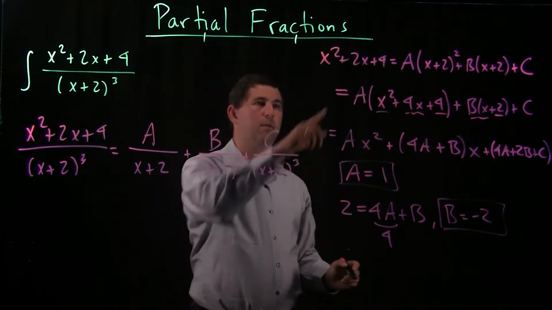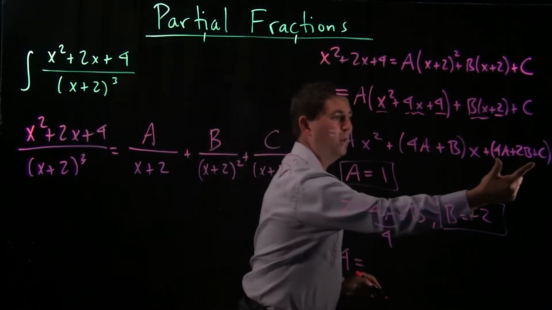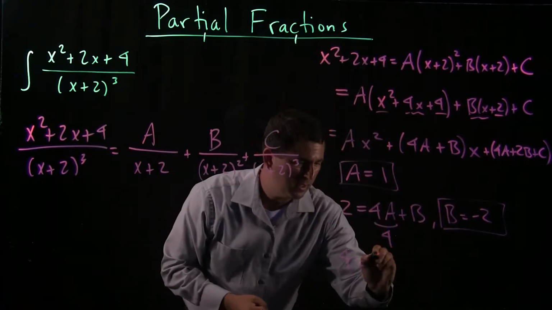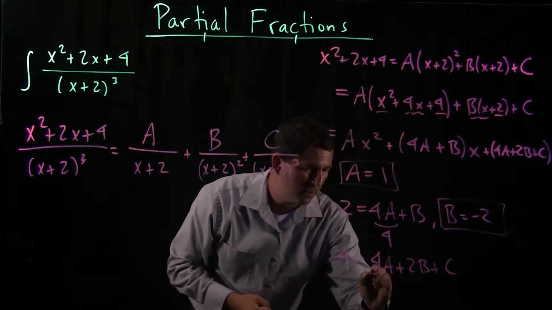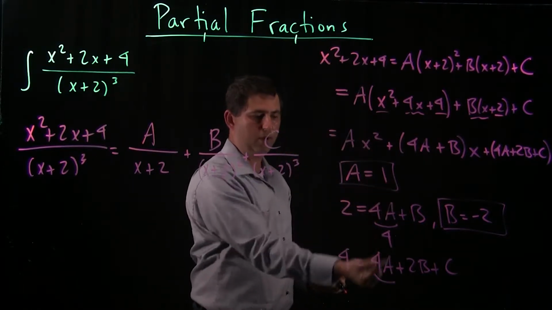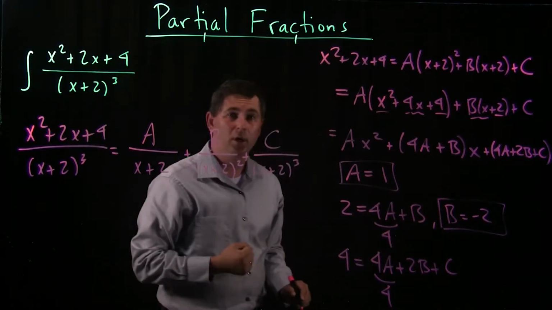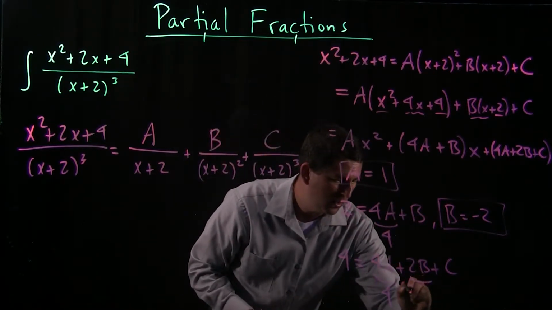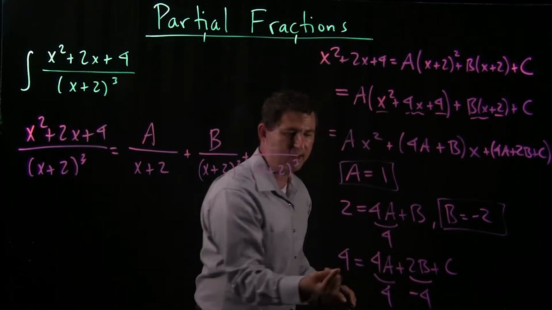And finally, we compare the constant term. We have 4. That has to equal 4A plus 2B plus C. But now I already know 4A, well, A is 1, so 4A is 4. And 2B, well, B is negative 2, so 2B is negative 4. Hey, 4 and negative 4, those go away, so C has to equal 4.